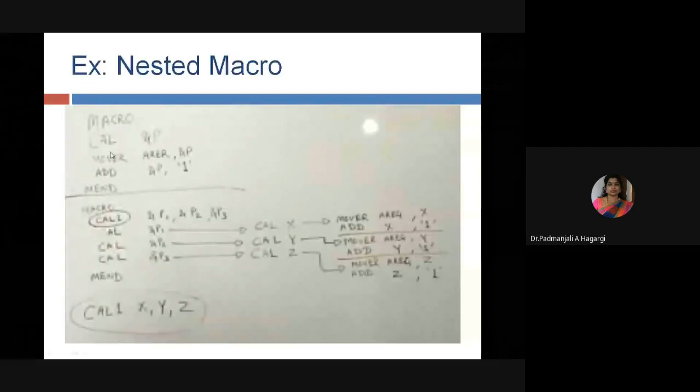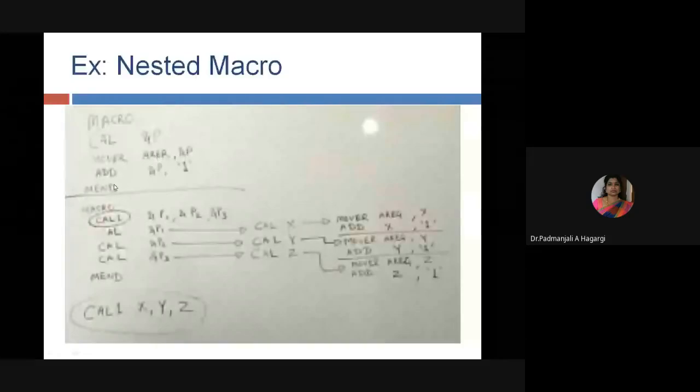Nested macro means a macro is there. Now, what is the name of my macro? This is the word macro. The body of the macro is a move to a register. In that register, a formal parameter is being moved, and again it is added by one, constant one. So this is my model body of the macro. This is the macro definition. And the name of this macro definition is something like CL.